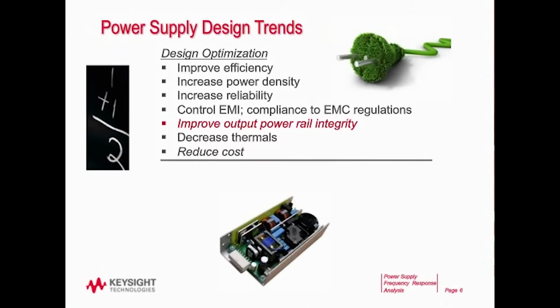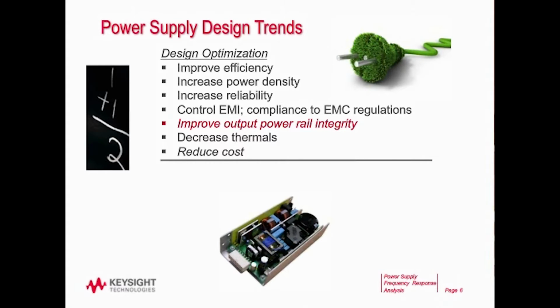So some of the design trends today with power supplies: people want to improve efficiency, increase power density, increase reliability, control EMI. What you can see highlighted in red is improve output power rail integrity. When we talk about power rail, we just simply mean the DC output, improving the purity of your DC output. If you have lots of noise and ripple and disturbances, slow responses on the DC output, that can directly affect the circuitry you're trying to drive.